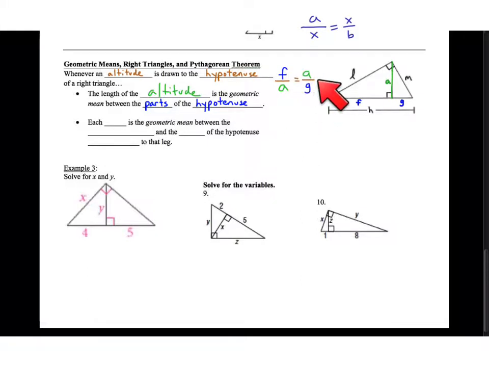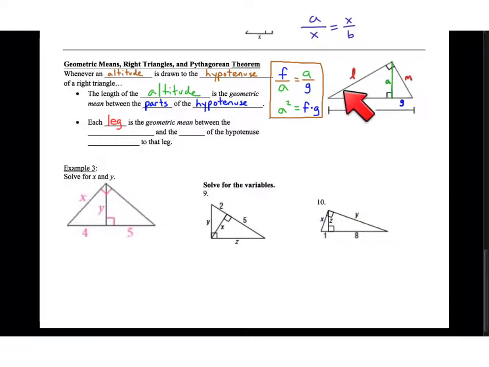So you can write this proportion. F over A equals A over G. We could have done this with similar triangles, but this makes it simpler. And if we cross multiply, you get A squared equals FG. So A times A equals F times G is what ends up happening thanks to this theorem. Okay? Also, there are a couple other geometric means that happen.